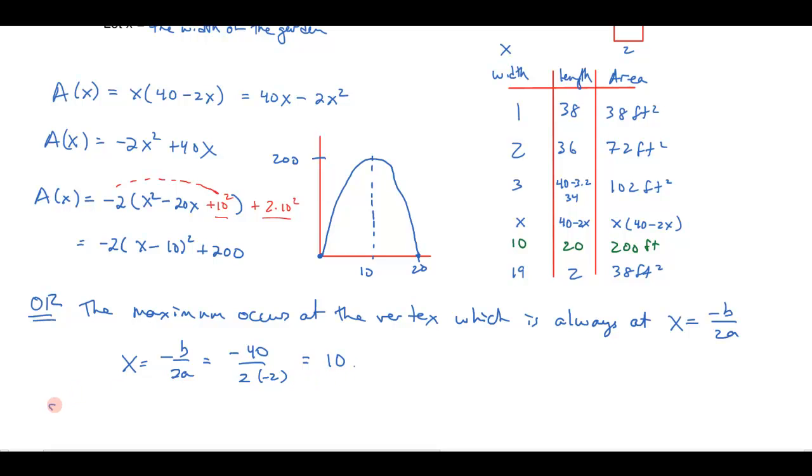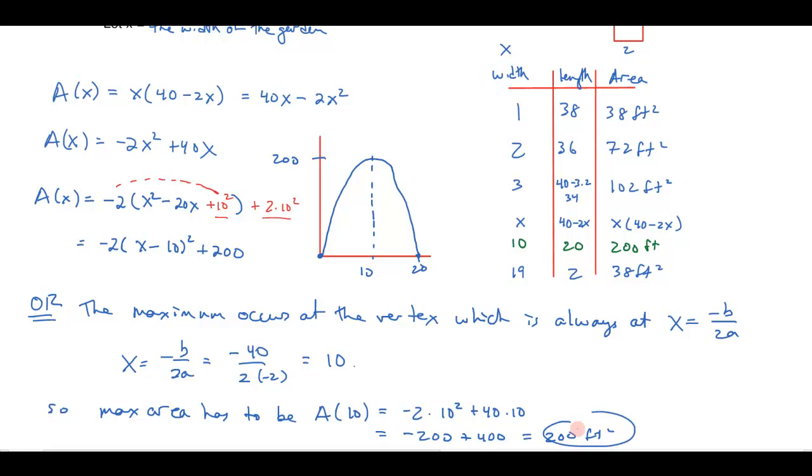And then once I know, the maximum area has to be the area function that we have up here evaluated at x equals 10. And that would be negative 2 times 10 squared plus 40 times 10, and that's going to give you a negative 200 here plus 400 here, which is again, 200 square feet.